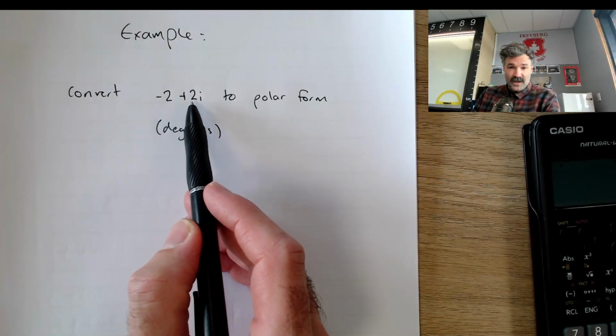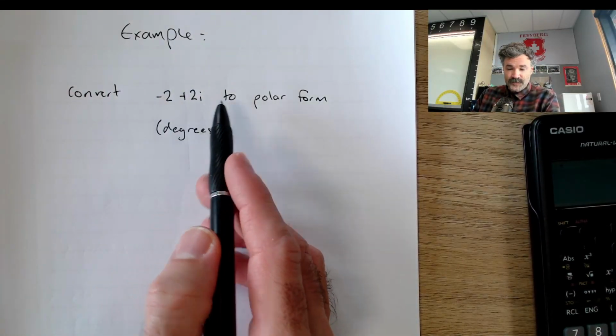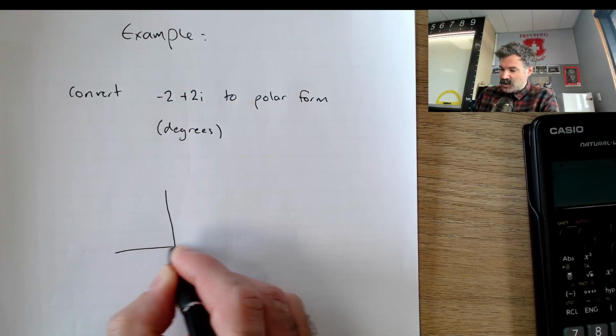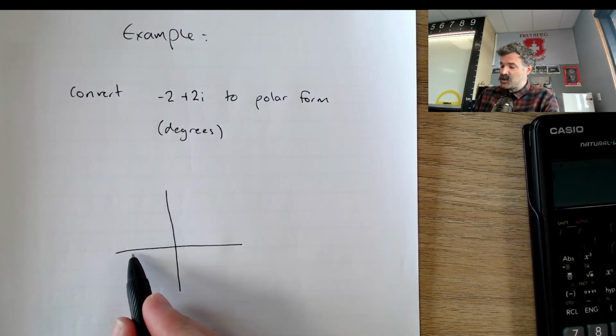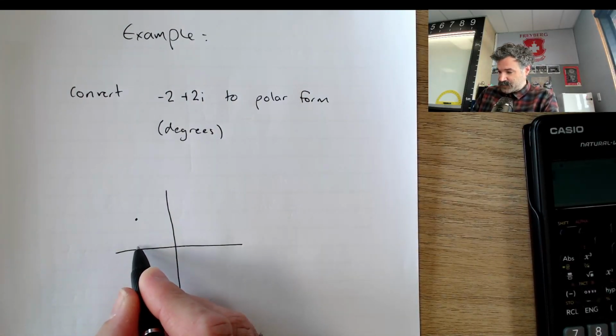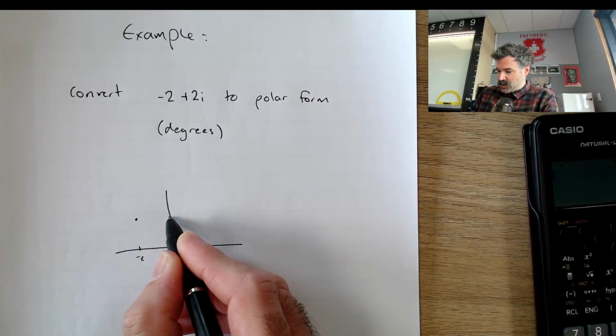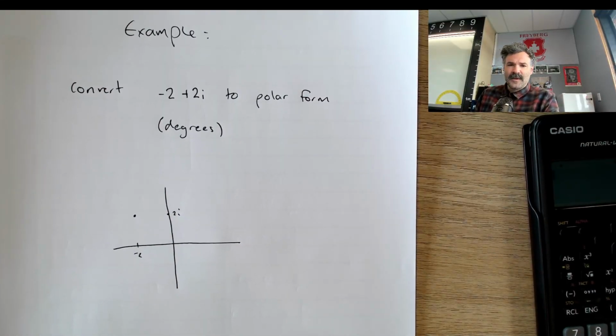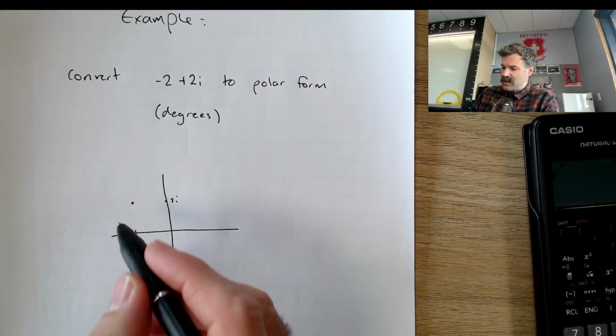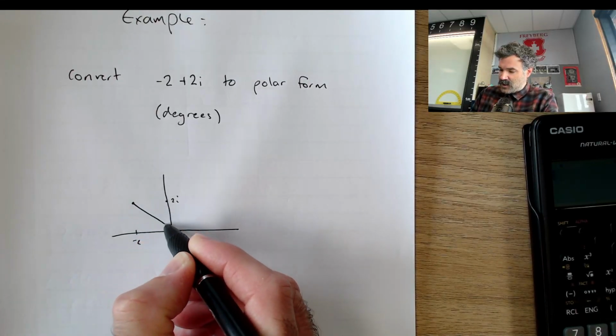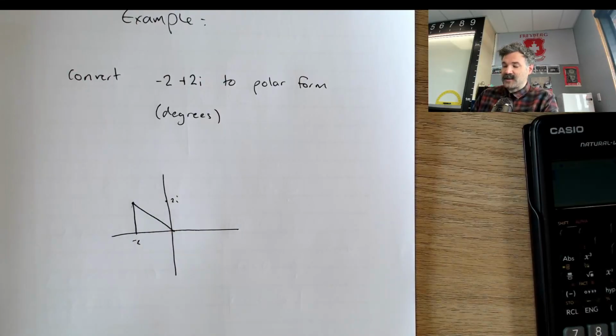This is rectangular form. It's given to me as a coordinate. Let's go ahead and draw where this complex number is. -2 plus 2i, we're somewhere here. -2, and this is my 2i. So there's my complex number. As always, I'm going to connect that to the origin. I'm going to connect that to the real axis.